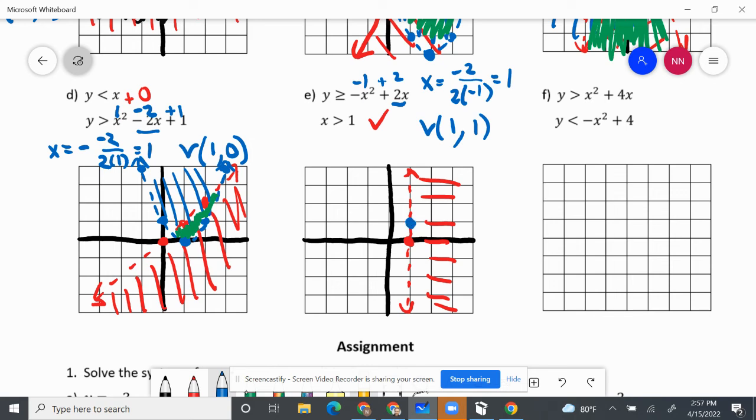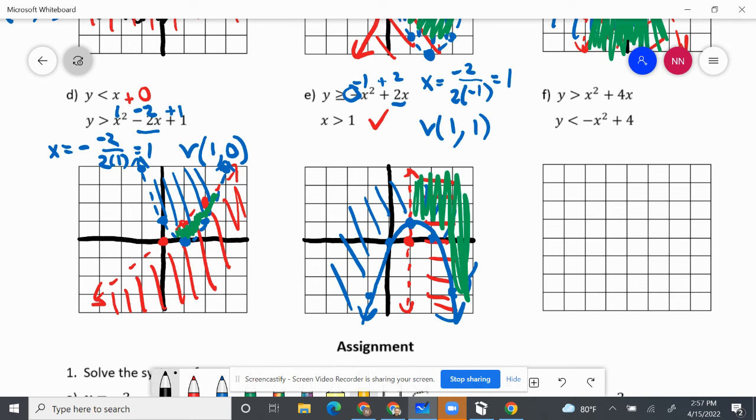Then I follow my pattern. Notice that it's going down this time. So I draw my solid line. I see that it's greater than. So greater than is above the vertex. So I do everything above. And my answer would be where the 2 overlap.